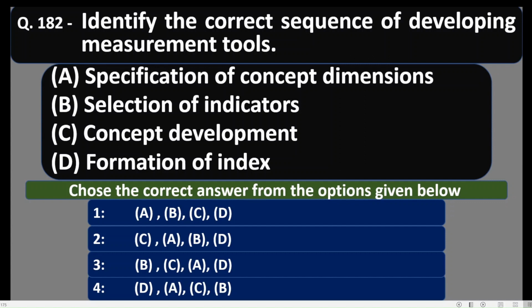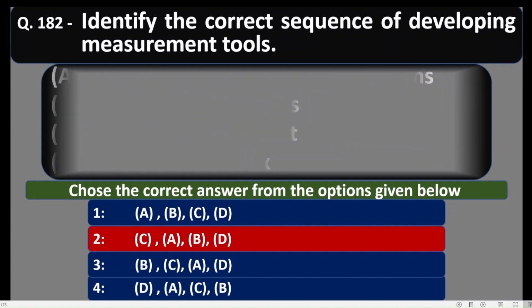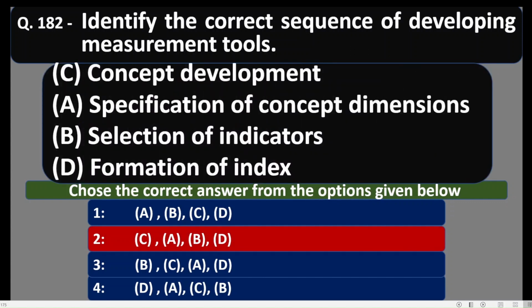Then specification of concept dimensions, different dimensions of the concept are to be decided at second step. And at third step, selection of indicators. And last one, D, formation of index. So option 2 is correct. C, A, B, D, it is shown there. C, concept development. A, specification of concept dimension. B, selection of indicators. D, formation of index.